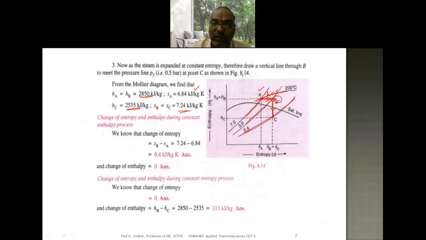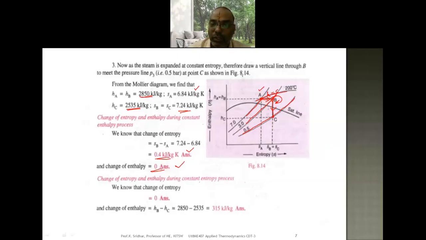Now the first part is asking what is the change of the entropy. Change of the entropy means nothing but SB minus SA, because SB is equivalent to SC. So SB minus SA, the answer is 0.4 kilojoules per kg. And change of enthalpy during the constant enthalpy process: because HA is equivalent to HB, automatically there is no change. So the answer will be equivalent to 0.